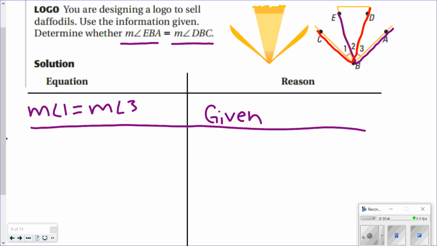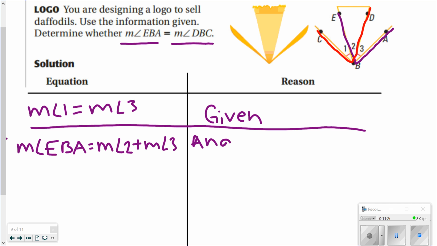So I want to prove that the purple angle is the same as the red angle. Well, if we look at the purple angle, we see that it is made up of angle 2 and angle 3. So I'm going to write that out: the measure of the purple angle, which is actually EBA, is equal to the measure of angle 2 plus the measure of angle 3. And I know that because that's the angle addition postulate. Adding two small angles up equals the larger angle.